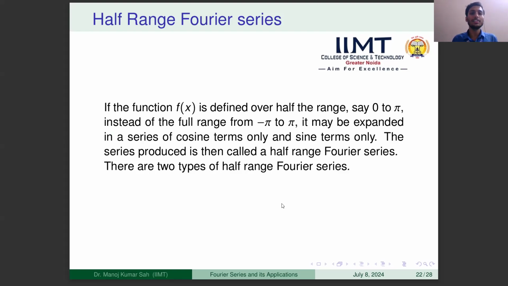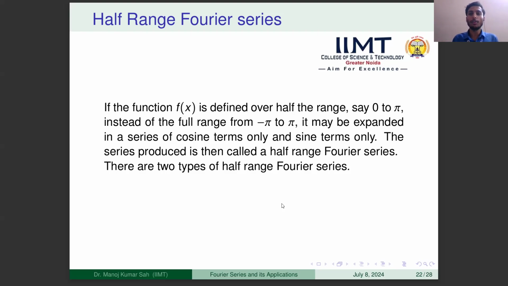Next slide is half range Fourier series. If the function f of x is defined over half the range, that is 0 to pi, instead of the full range minus pi to pi, it may be expanded in a series of cosine terms only or sine terms only. The series produced is then called half range Fourier series. Sometimes there is a requirement of expanding the function in half range series. Half range means 0 to pi instead of the full range Fourier series minus pi to pi.